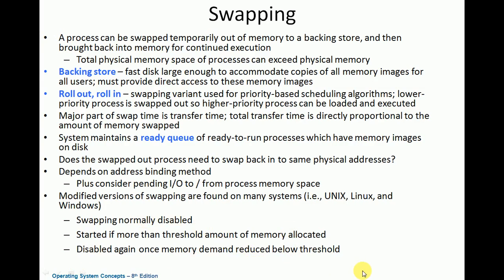Whenever we cross the threshold value, swapping will be enabled. It means the programs are swapped out, and whenever the memory demand is reduced below the threshold value, for example below 900 bytes, we can disable swapping again.